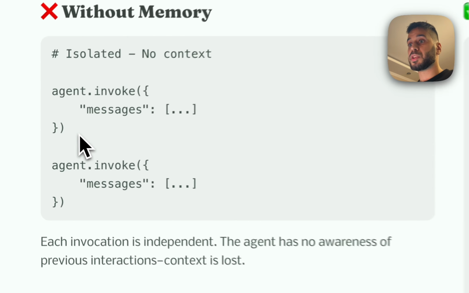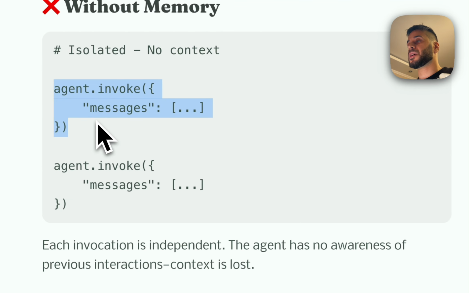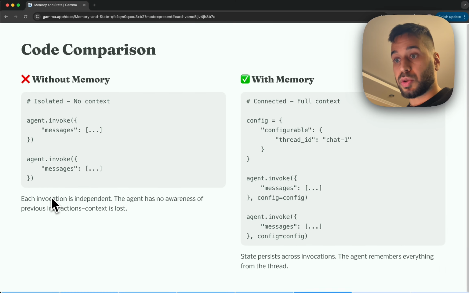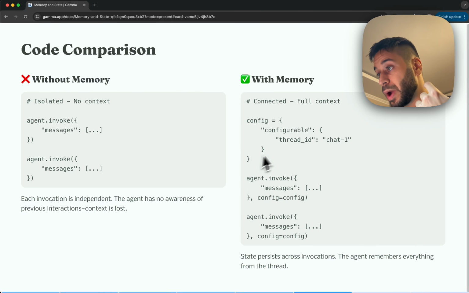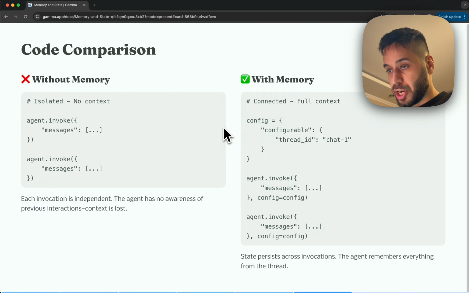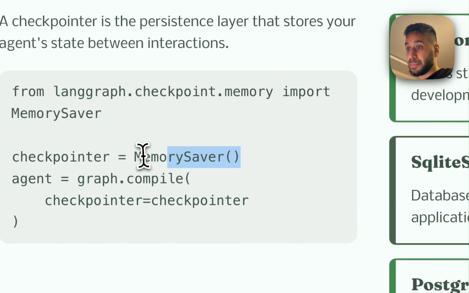Without the memory, you would just invoke the agent and give it the list of messages. And then the second time you invoke the agent, you also give it the same set of messages. So each invocation is independent. The agent has no awareness of previous interactions, and the context is lost between the agent invocations. While when you compile the agent with a checkpointer like this, when you give it a memory saver.